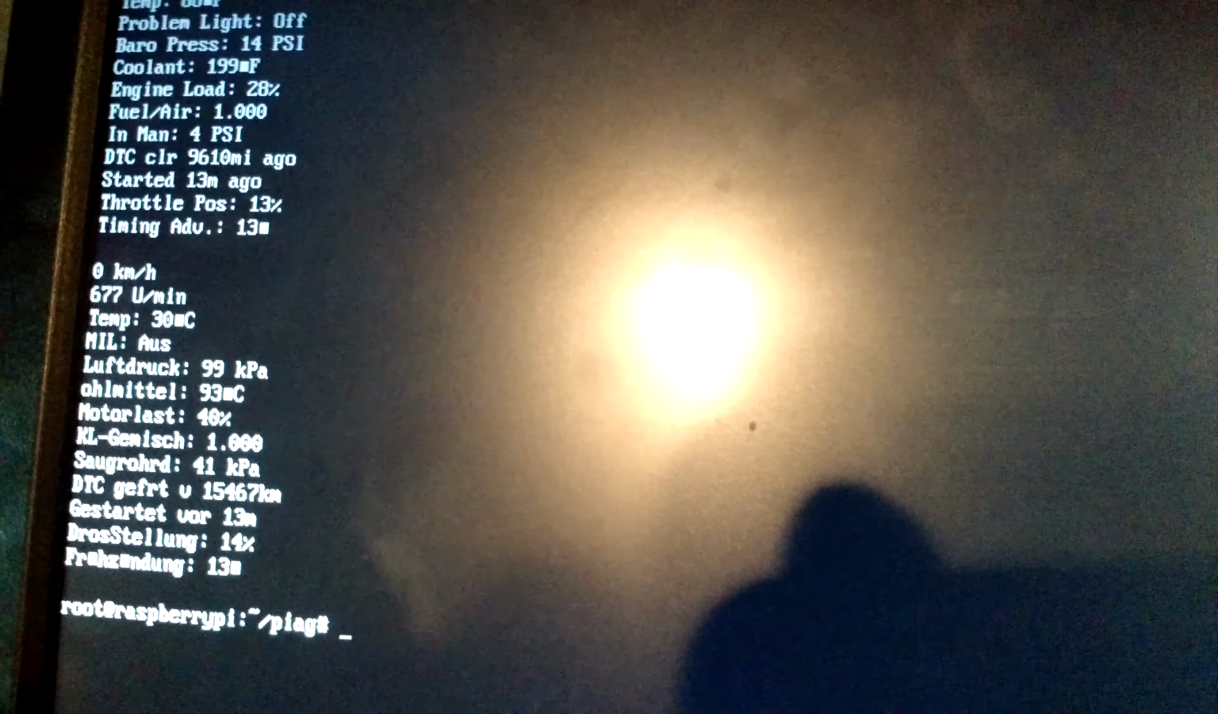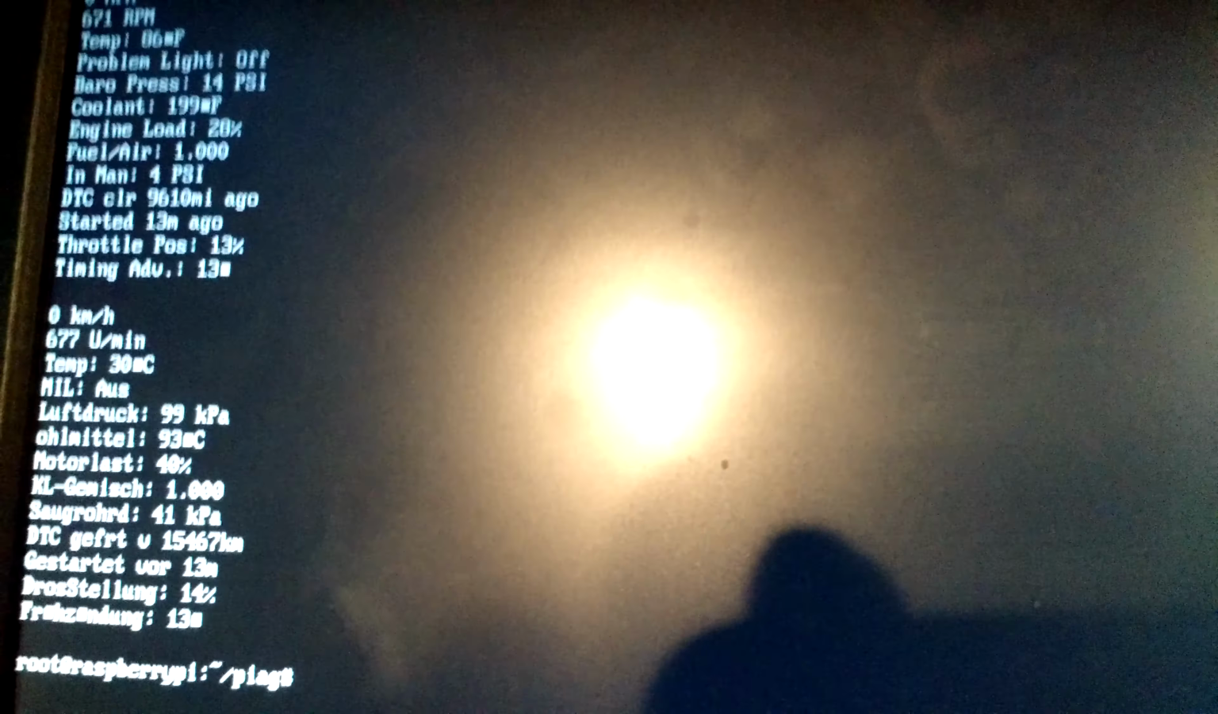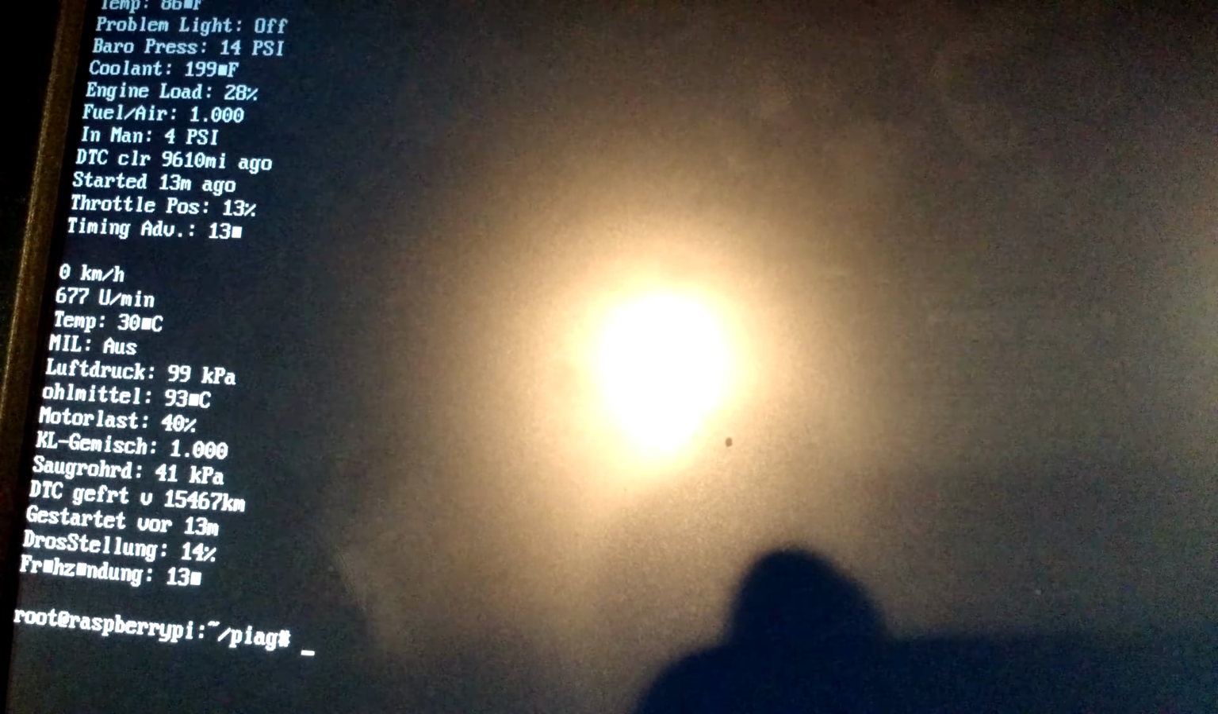The problem light, or the check engine light, the idiot light, depending on what you want to call it, is turned off. Absolute barometric pressure outside is about 14 psi. That sounds about right. That's about 1 atmosphere. Coolant temperature is right at 200 degrees Fahrenheit. 28% engine load. Fuel to air ratio of 1% with the fuel injector. The intake manifold absolute pressure is only 4 psi. Interestingly, not quite sure why it's that low, but I've verified that with other diagnostic tools, and that's correct, and apparently fairly normal.